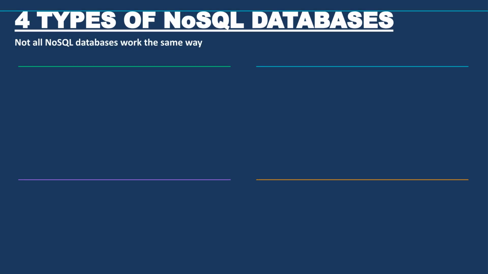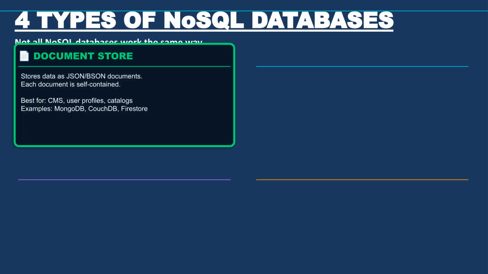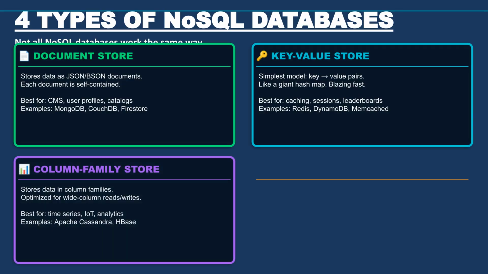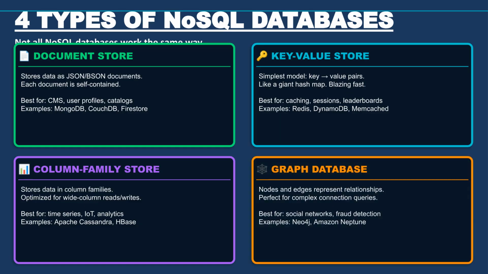NoSQL is an umbrella term for four main database types. Document stores are great for polymorphic data like CMS. Key-value stores are blazing fast for caching. Column family stores are optimized for time series and IoT. Graph databases are perfect for modeling complex relationships in social networks and for fraud detection.